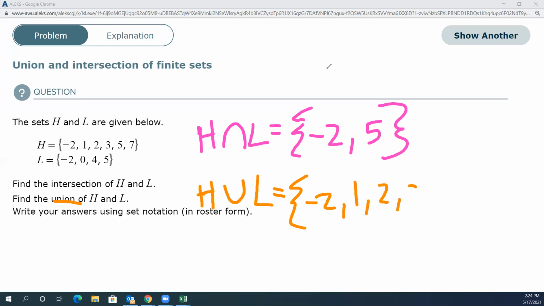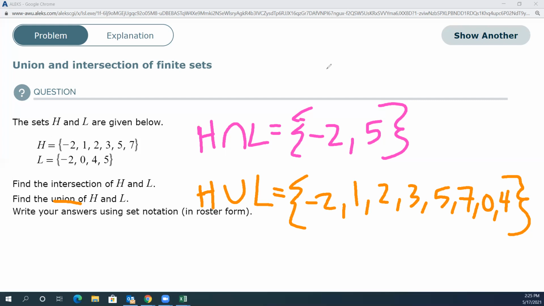And now I'll grab everything from the other set that I have not yet written. I've already written -2, so I don't need to put it again, but I do need to include that 0 and the 4 from set L. And I've already written the 5 right there, so I don't need to do it again. And there's my set for the union.